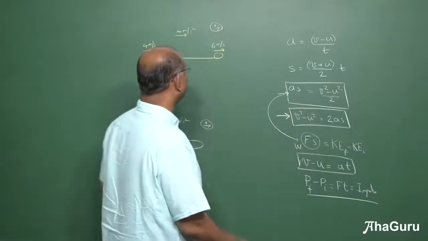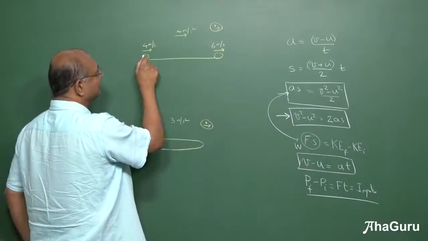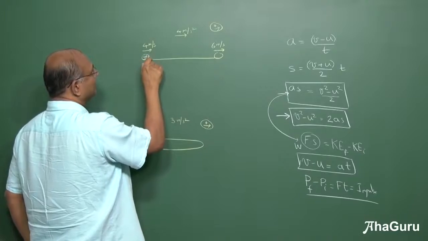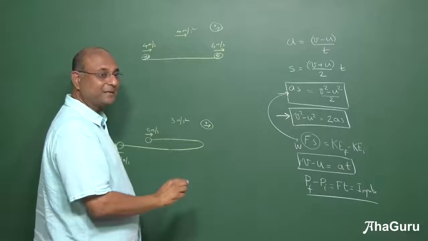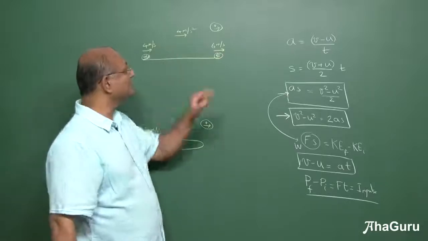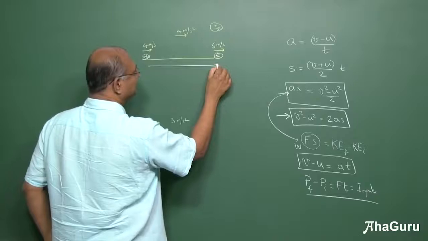Let us apply this idea. So for example, let us take this question. In this question, I have a body that starts with 4 meters per second and has a final velocity of 6 meters per second, with an acceleration of 4 meters per second square, and that is the positive direction. You want to find the displacement.